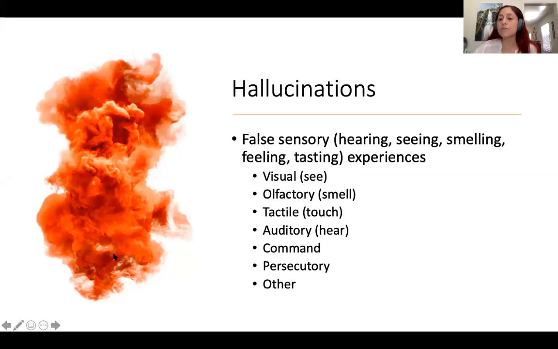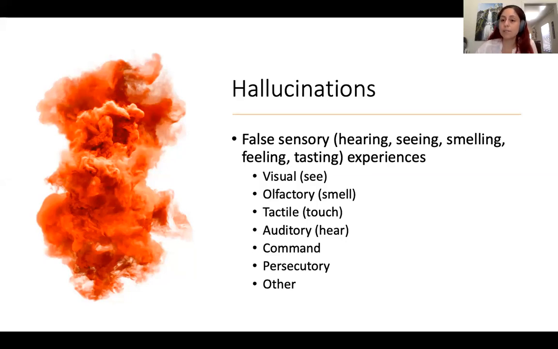Hallucinations, first, are false sensory experiences, and they can occur in any of the senses, as you can see here. So visual would be seeing things, olfactory, smelling things that aren't real, tactile is touching things that aren't actually there, auditory would be hearing things that aren't actually there. And you could assess these with things like, do you ever see things that upset you? Do you ever feel things that aren't really there? Do you ever hear things that aren't really there? Have you ever had any strange sensations in your body that others don't seem to have, and so on?